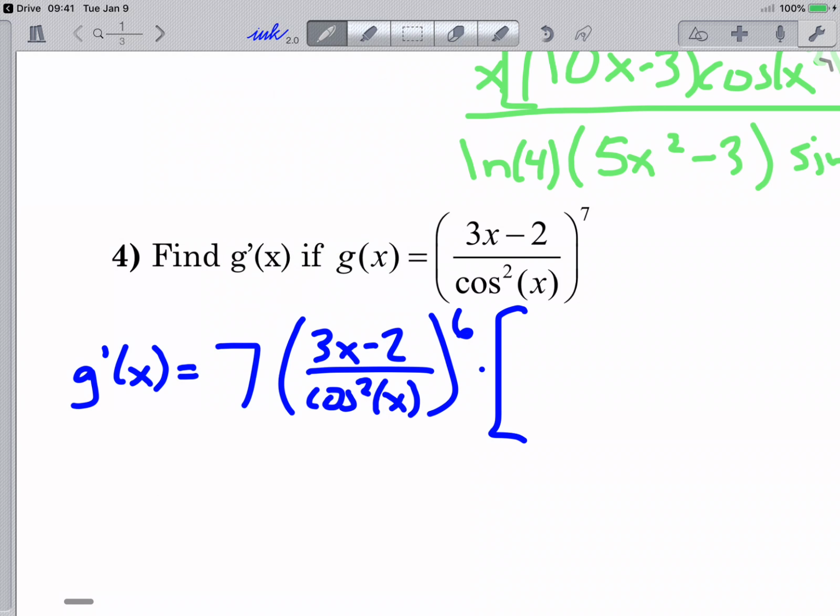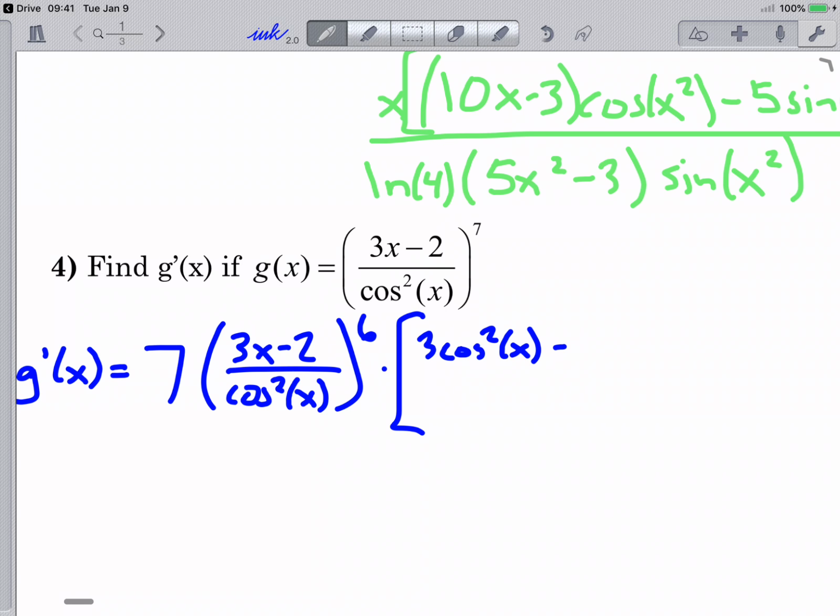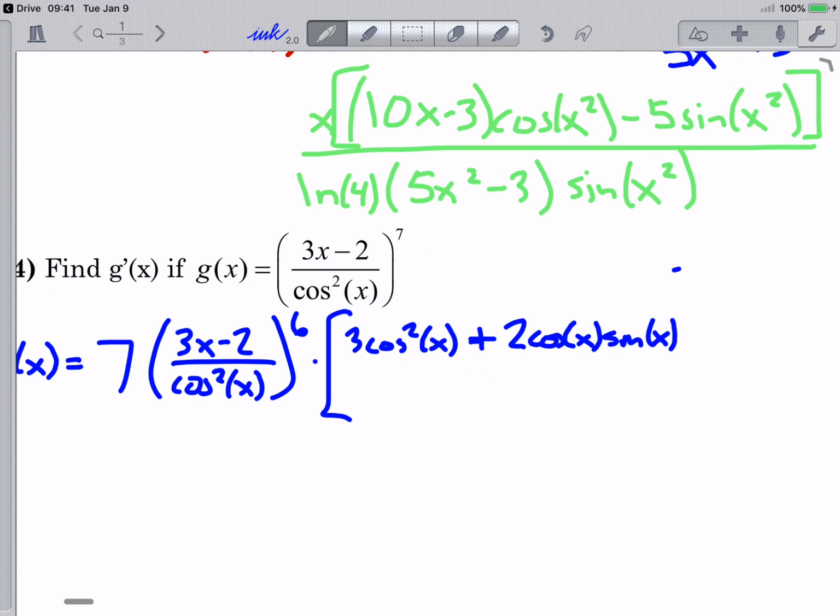So I got low d high, which is just 3 cosine squared of x, minus high d low, which is going to end up becoming plus because my derivative of that cosine is going to be a negative sign. So I'm going to get 2 cosine of x sine of x, and that is all multiplied by the top. Parentheses, over the bottom squared, which becomes to the 4th.